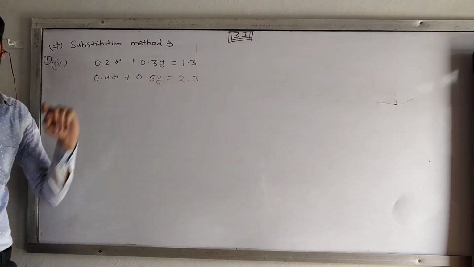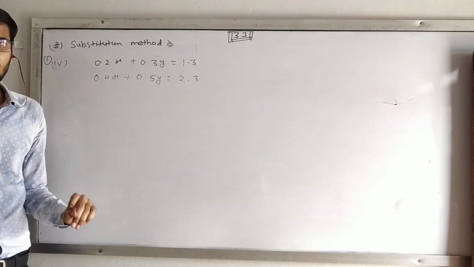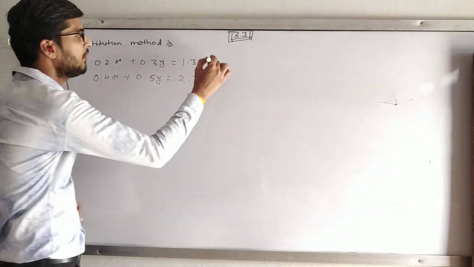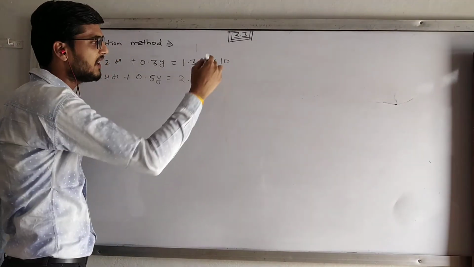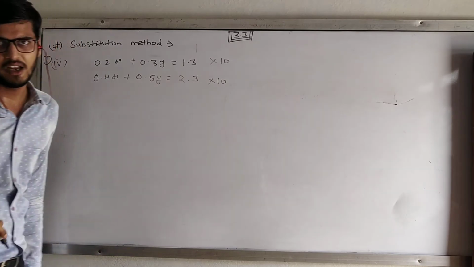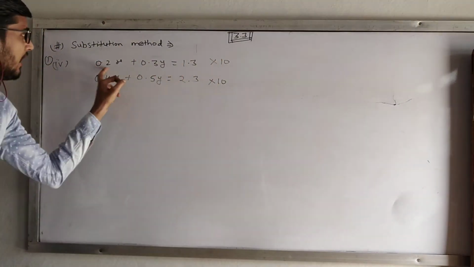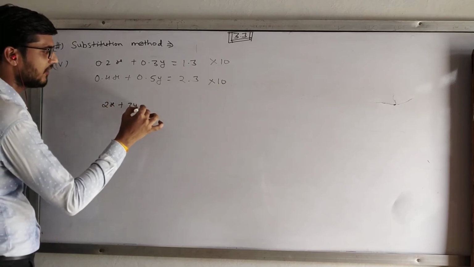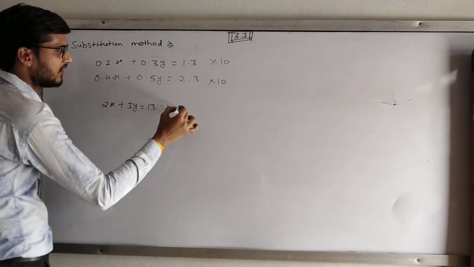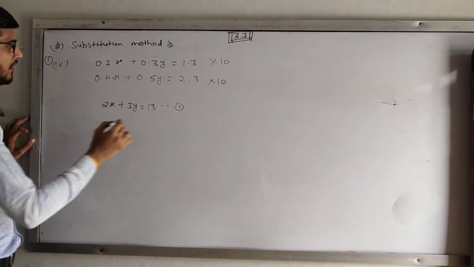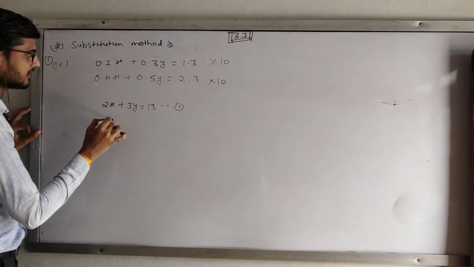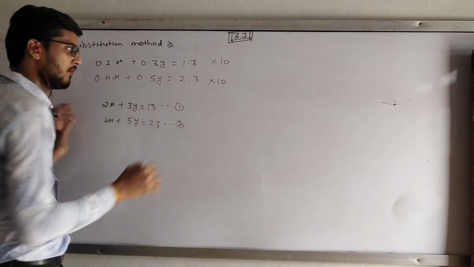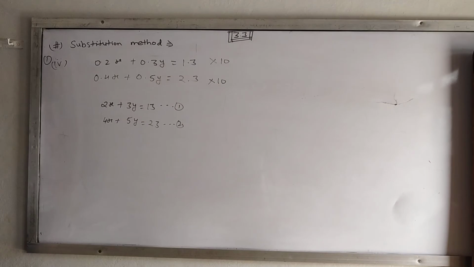So first we convert into simple integer linear form. It means first we eliminate these decimal points. So we multiply this whole equation by 10 and this whole equation by 10. If we multiply by 10, we get 2x plus 3y equals 13. This is our first equation. And the second is 4x plus 5y equals 23. Now we follow the previous process to solve this question.